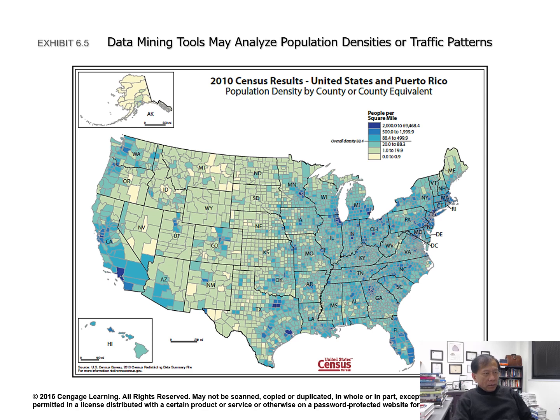We are here, right here. This is South Carolina. Aiken, South Carolina, right here. Actually, my home is in Atlanta suburbs, somewhere over here. But anyway, you can see this legend shows that the darker blue shows the population per square mile, 2,000 to 69,000. And then the lighter blue, lighter yellow is less populated.